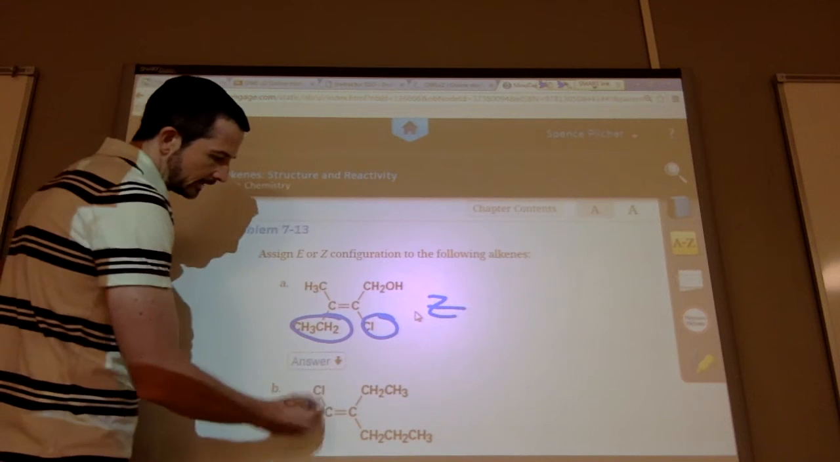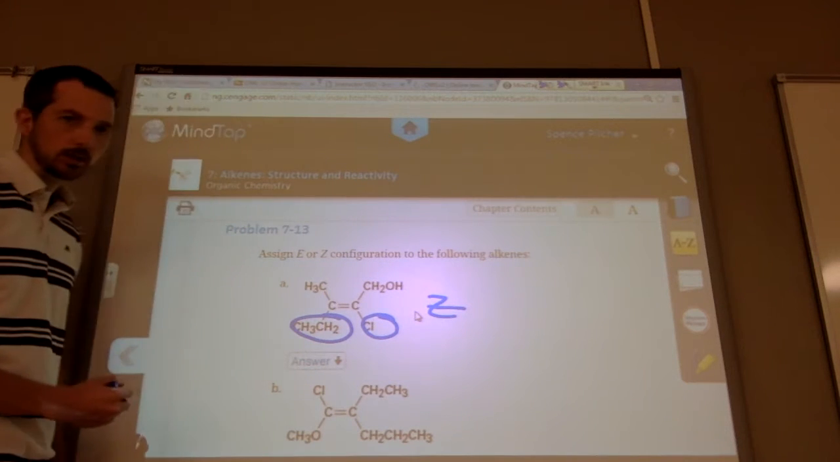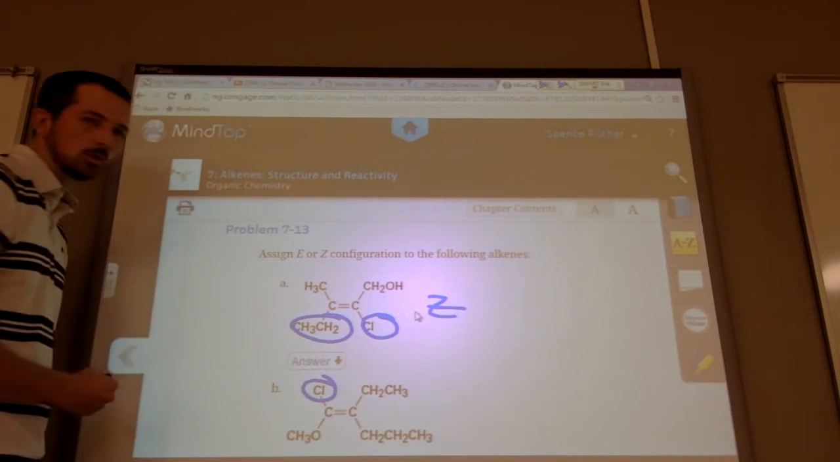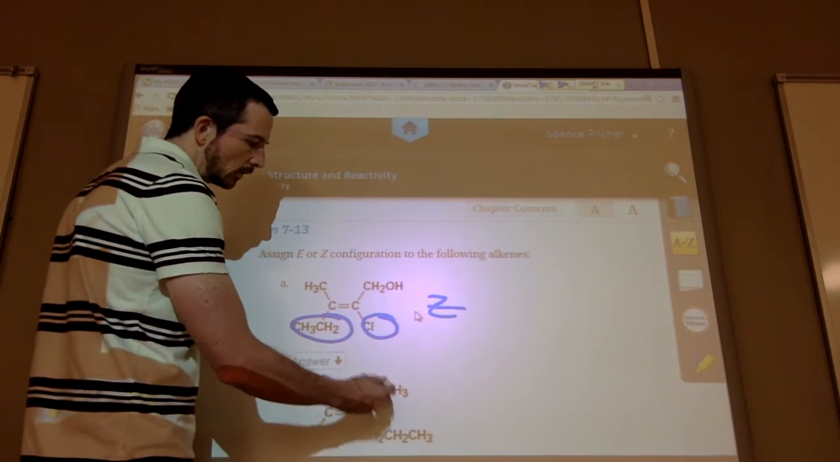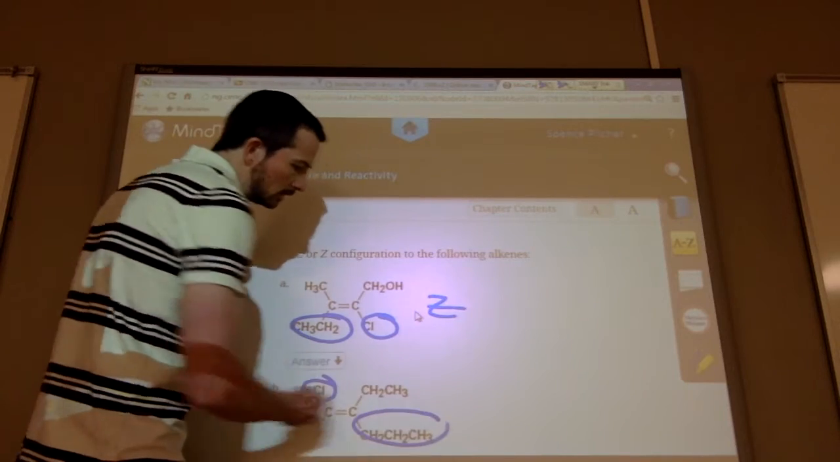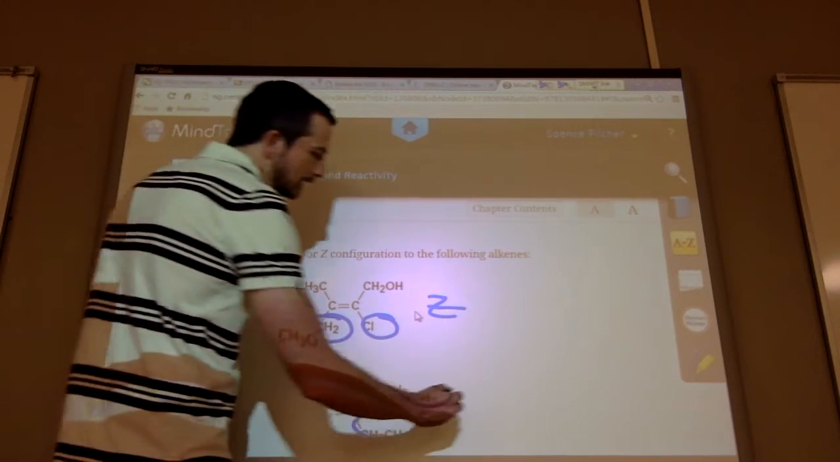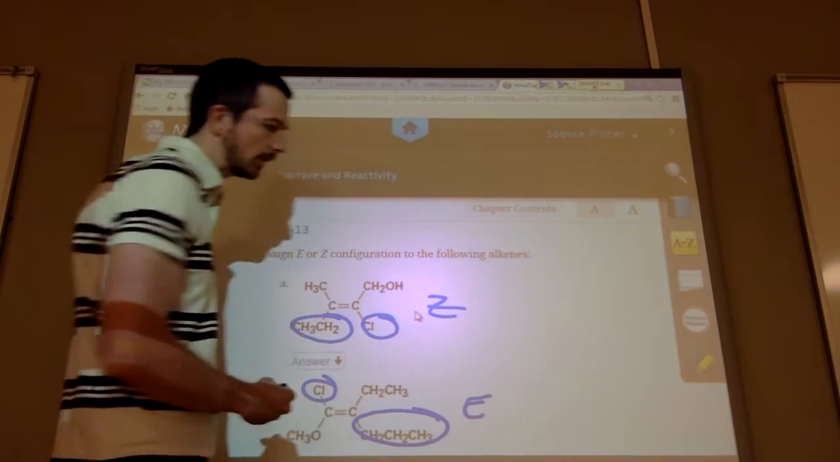Next one, this side, oxygen, chlorine. So chlorine, higher atomic number. Other side, carbon, carbon, next atom, carbon, carbon, next atom, another carbon. So that would be on opposite sides there. So that would be E.